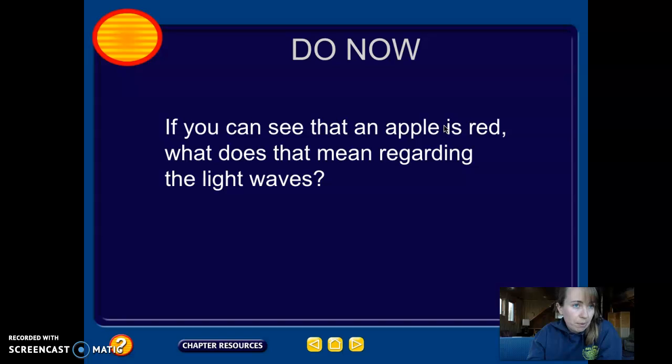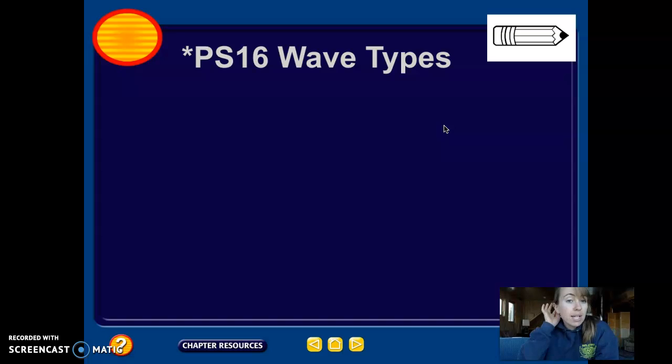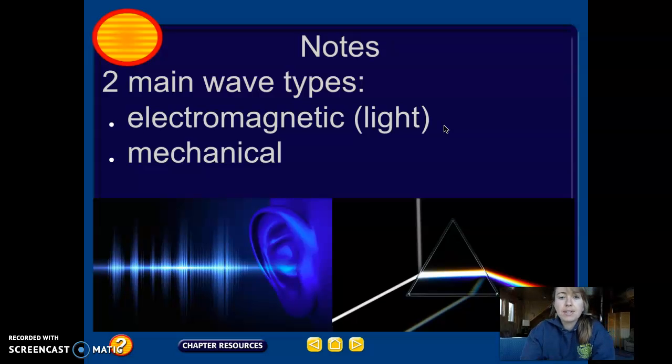And is an apple transmitting any light? No, not really. If you held up an apple to the light, none of it would come through. All right, so today is PS16 wave types. It's pretty short notes today. All right, there are two main wave types, and you should write this down. There's electromagnetic, which is basically just light, and then there's mechanical waves.